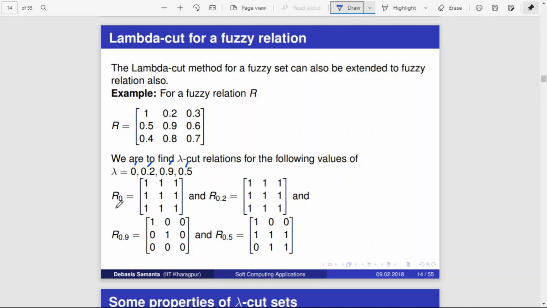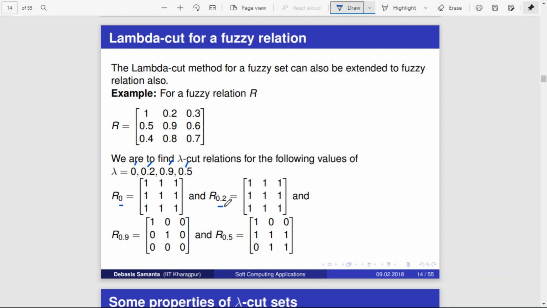Okay. So R0 means the relation R with alpha cut value 0. So 0 means it will take all values which are greater than or equal to 0. Here everything is greater than or equal to 0. So it will be 1, 1, 1, 1, 1, 1, 1, 1, 1.